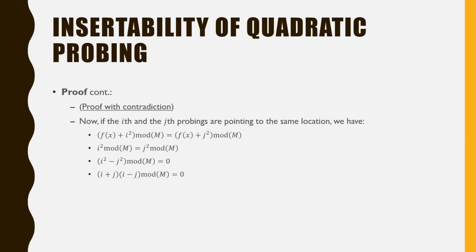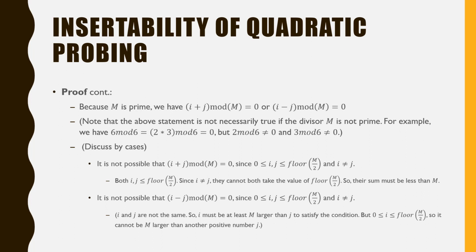Here, f(x) is an arbitrary hash function that applies to the key x. And i squared and j squared are just the step sizes for the ith and the jth probings. After a series of simplifications, we have (i plus j) times (i minus j) mod m is 0. Because m is a prime, we then have either (i plus j) mod m is 0 or (i minus j) mod m is 0. Note that the above statement is only true if m is a prime. Consider a counterexample if m is not a prime: 2 times 3 mod 6 is 0, but neither 2 mod 6 nor 3 mod 6 is 0.